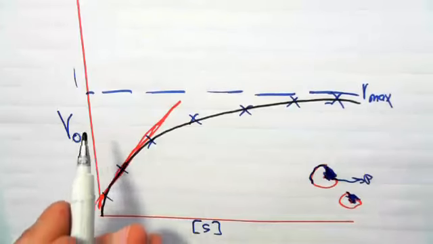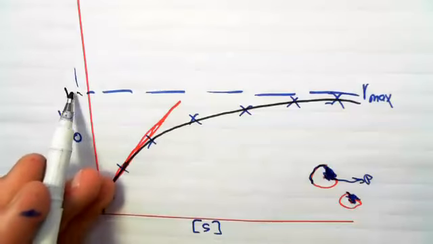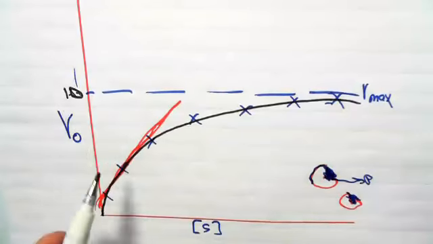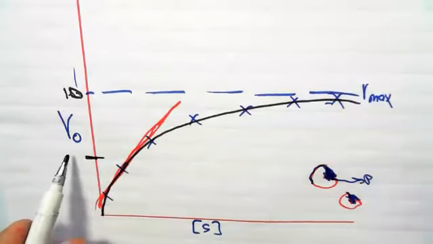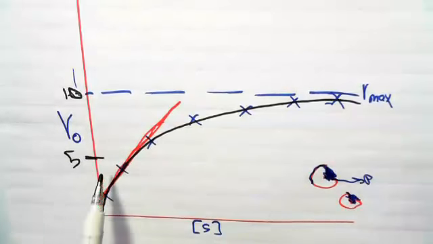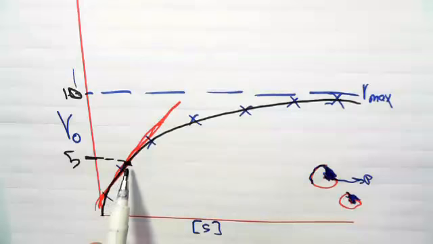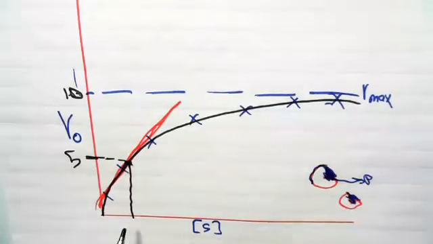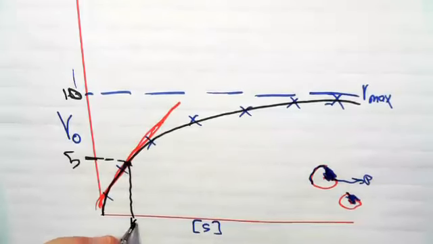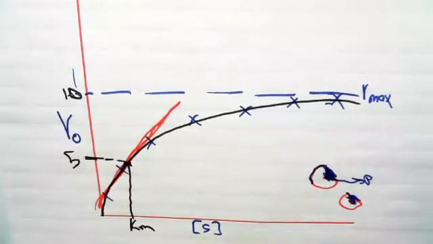So if Vmax is like 10, I'm just making arbitrary units, but if you go down to 5 on your scale, and you come across, and when you hit the curve, you drop down to the x-axis, that gives you what's called a Km value. Now Km is the Michaelis constant.